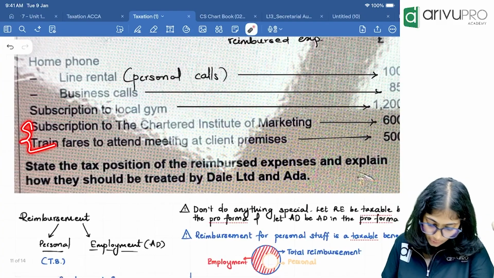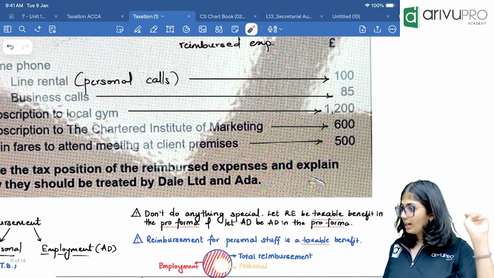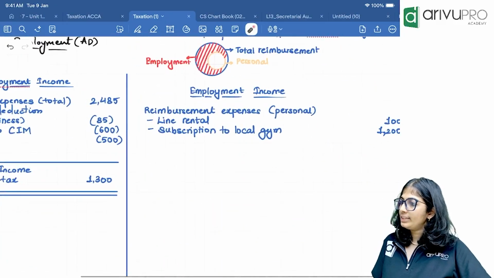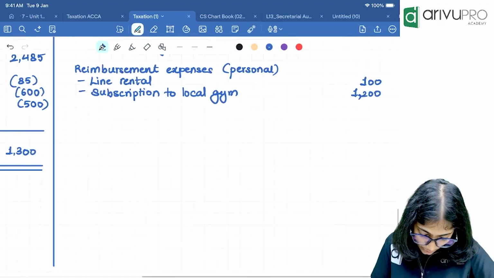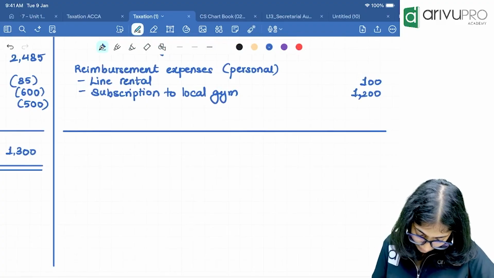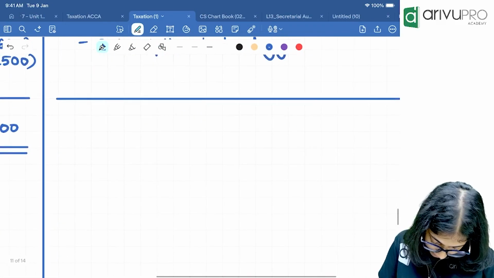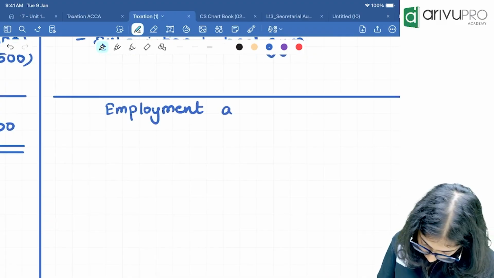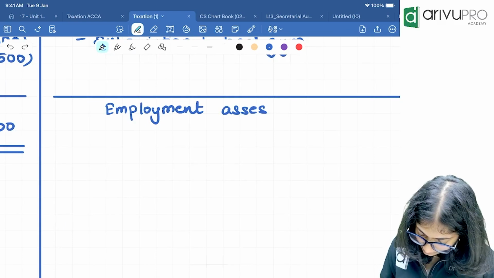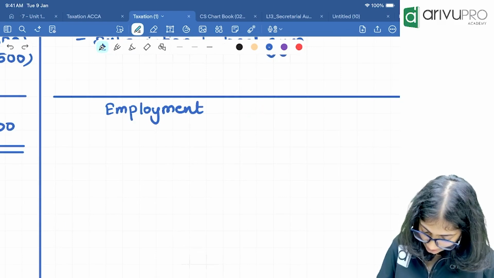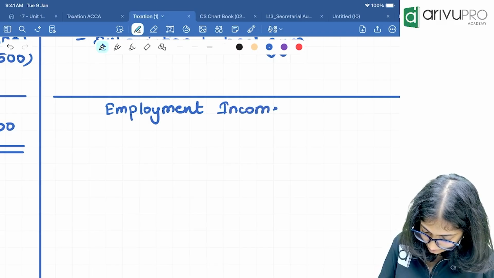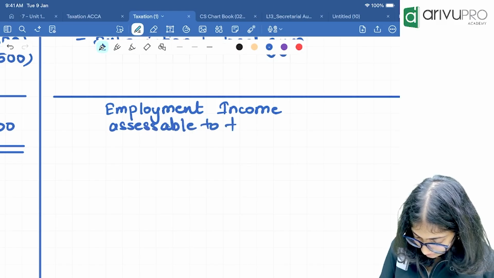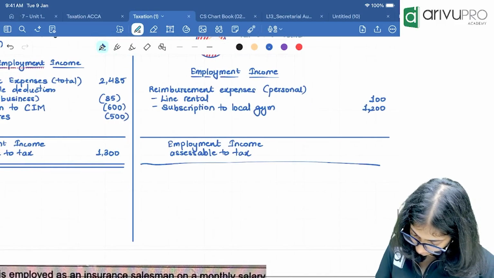Now, the rest of the two are allowable deductions. It's not for personal use. It's for employment purposes. So, you don't do anything. Now we're going to directly check the employment income. Employment income assessable to tax in that tax year. What's going to be the amount?